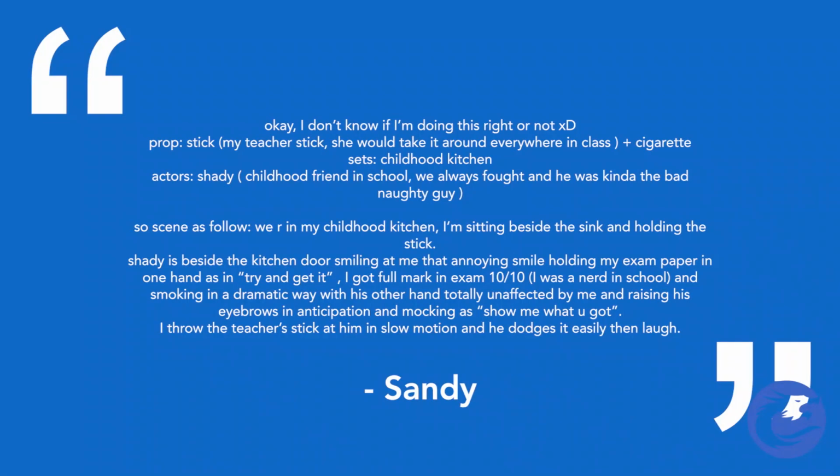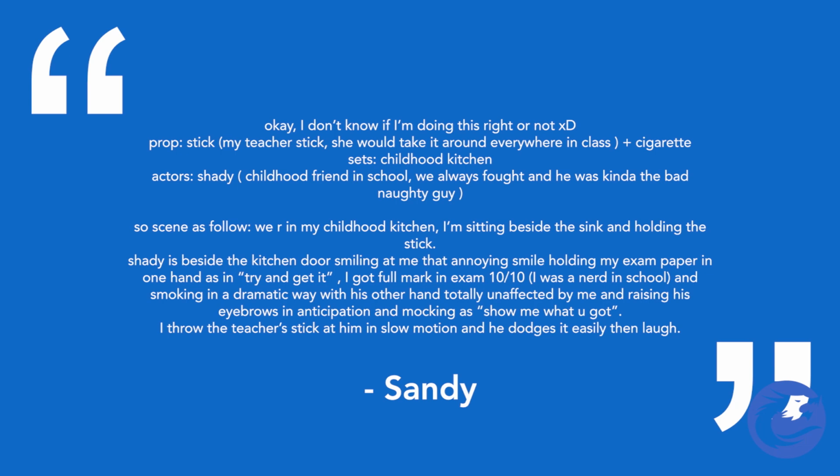Okay, I don't know if I'm doing this right or not. Prop, stick, which would be the vertical line. My teacher's stick, she would take it around everywhere in class, lovely. And a cigarette, which would be the horizontal line. Sets, childhood kitchen. Okay, good so far. Actors, Shady, a childhood friend in school. We always thought, so Shady, so it'd be sh, S-H, right? So that's a male friend. We always thought, and he was kind of a naughty guy.